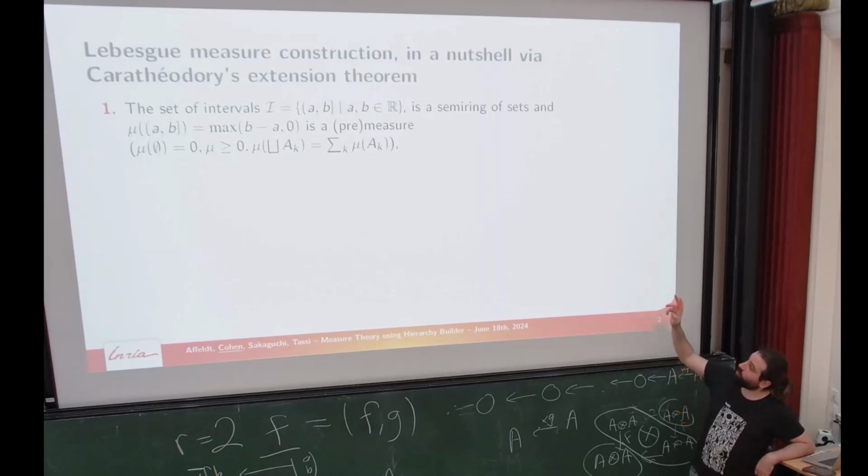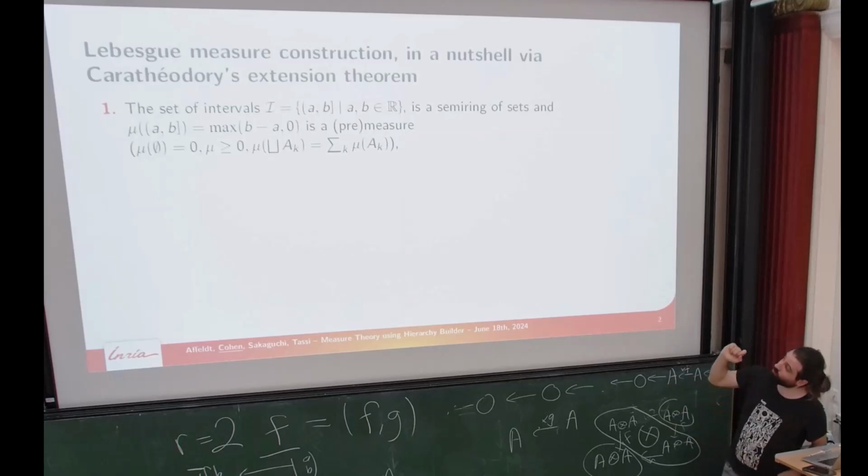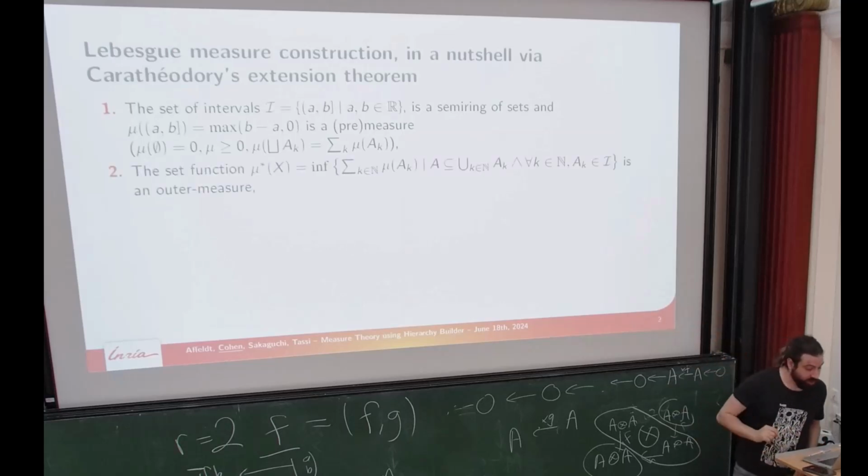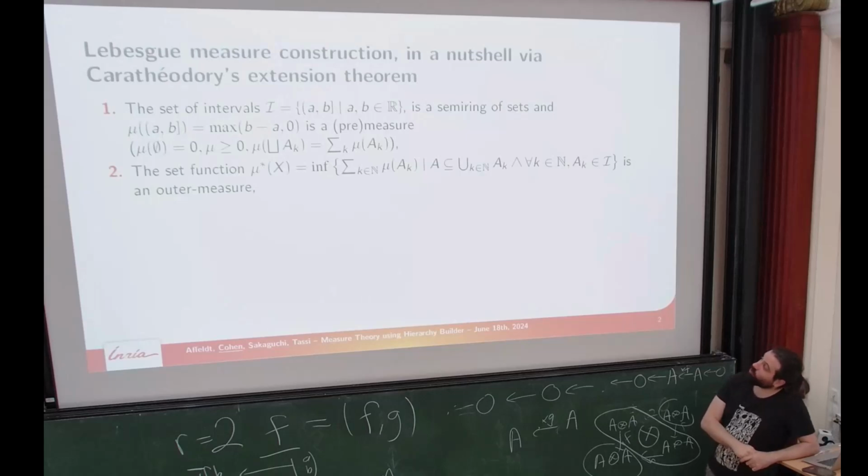So there are already 2 structures that have been introduced here implicitly in this slide, in this first bullet. It's the structure of semi-ring of sets. And the structure of measure, so it's a structure on functions, and pre-measure. Then you need to show that this extension of the measure is in fact an outer measure, where outer measure is yet another structure on functions.